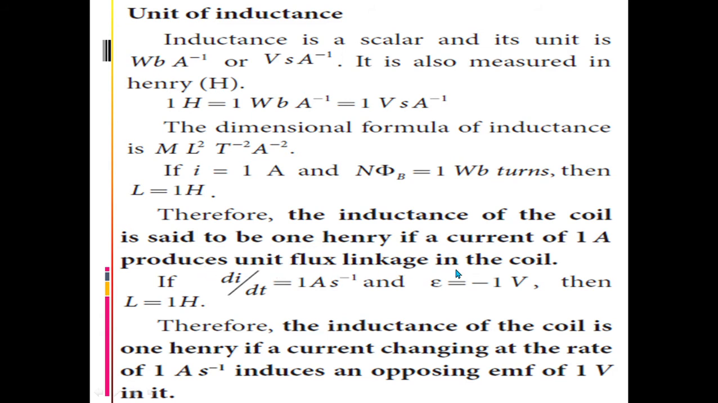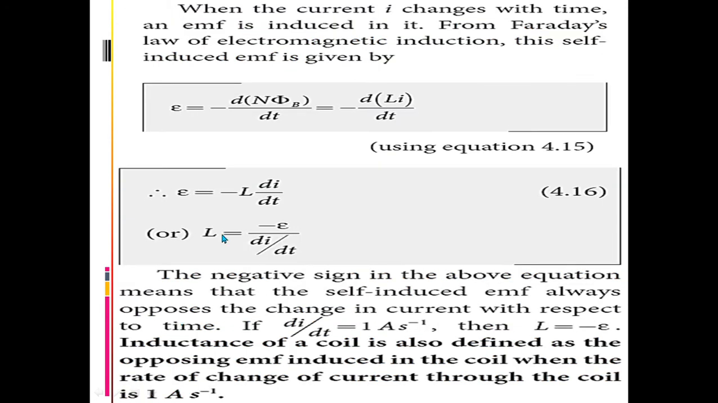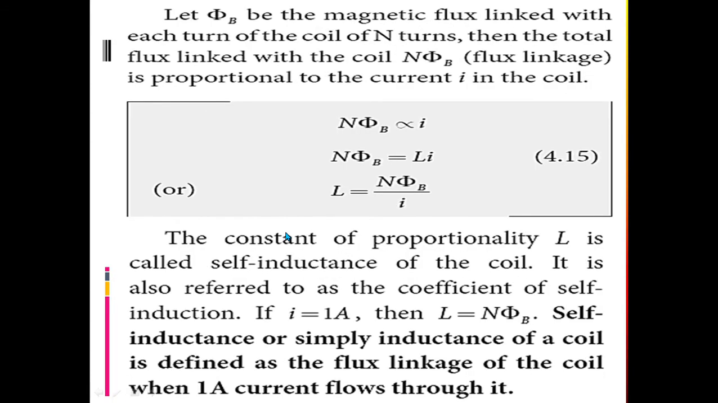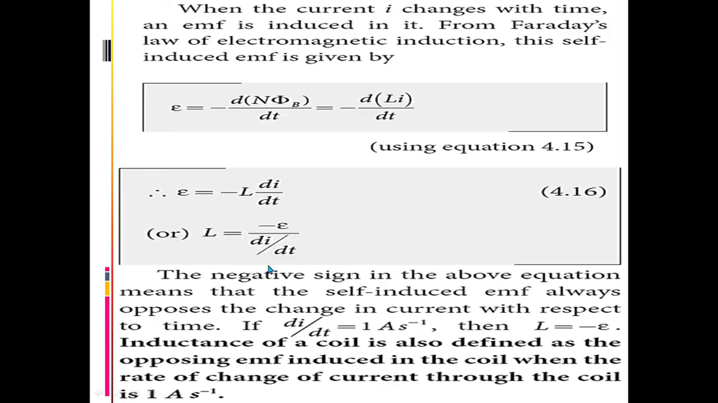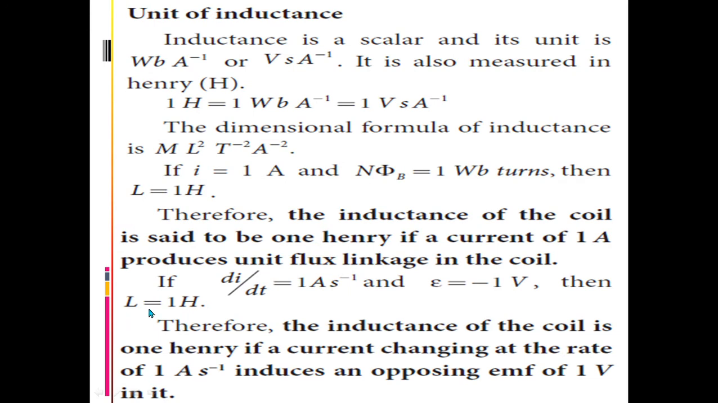If di by dt is equal to 1 ampere per second and epsilon is equal to minus 1 volt, what happens? Then the inductance L is equal to 1 Henry, because L is equal to minus epsilon divided by di by dt. Here di by dt is 1 ampere per second and epsilon is 1 volt, which is nothing but L is equal to 1 Henry.